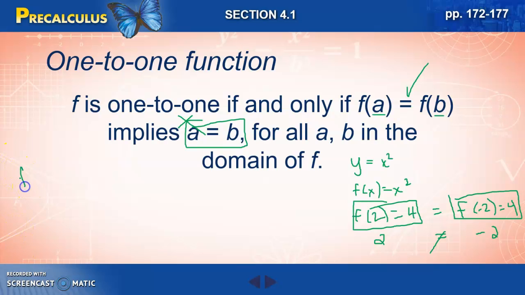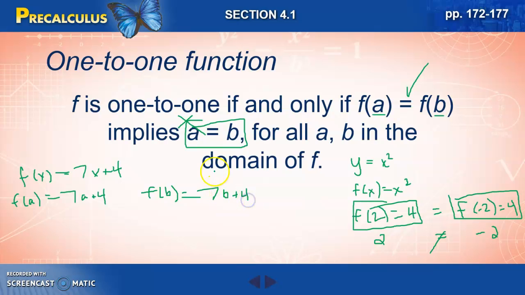Here's another example. Let's say we have f of x equals 7x plus 4. And we want to know if this is a one-to-one function. Well, let's actually plug in a and b. So f of a is going to be 7a plus 4, and f of b is going to be 7b plus 4. Pardon my handwriting. According to our definition of a one-to-one function, if these are equal and a equals b, then we have a one-to-one function. So let's set them equal to each other. 7a plus 4 equals 7b plus 4.